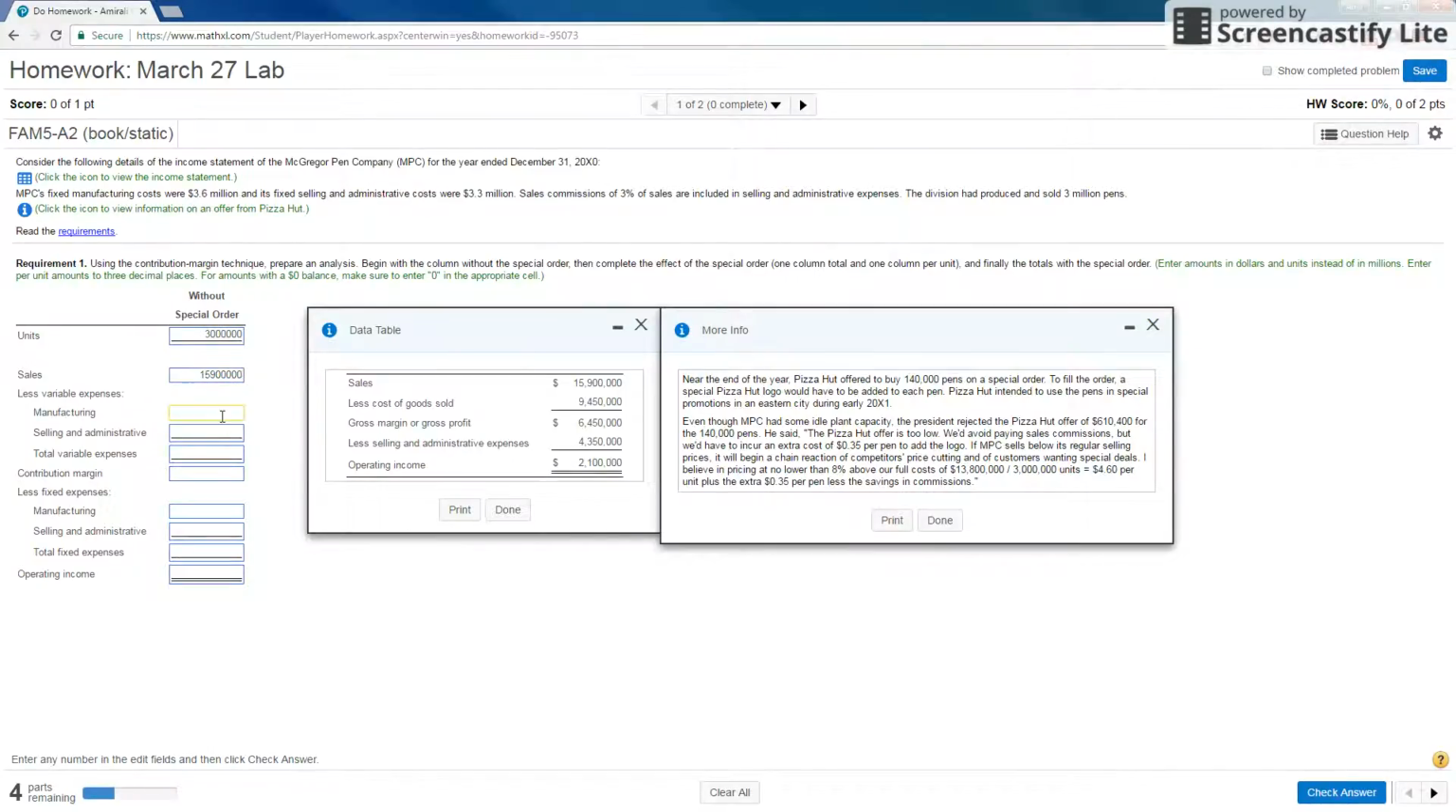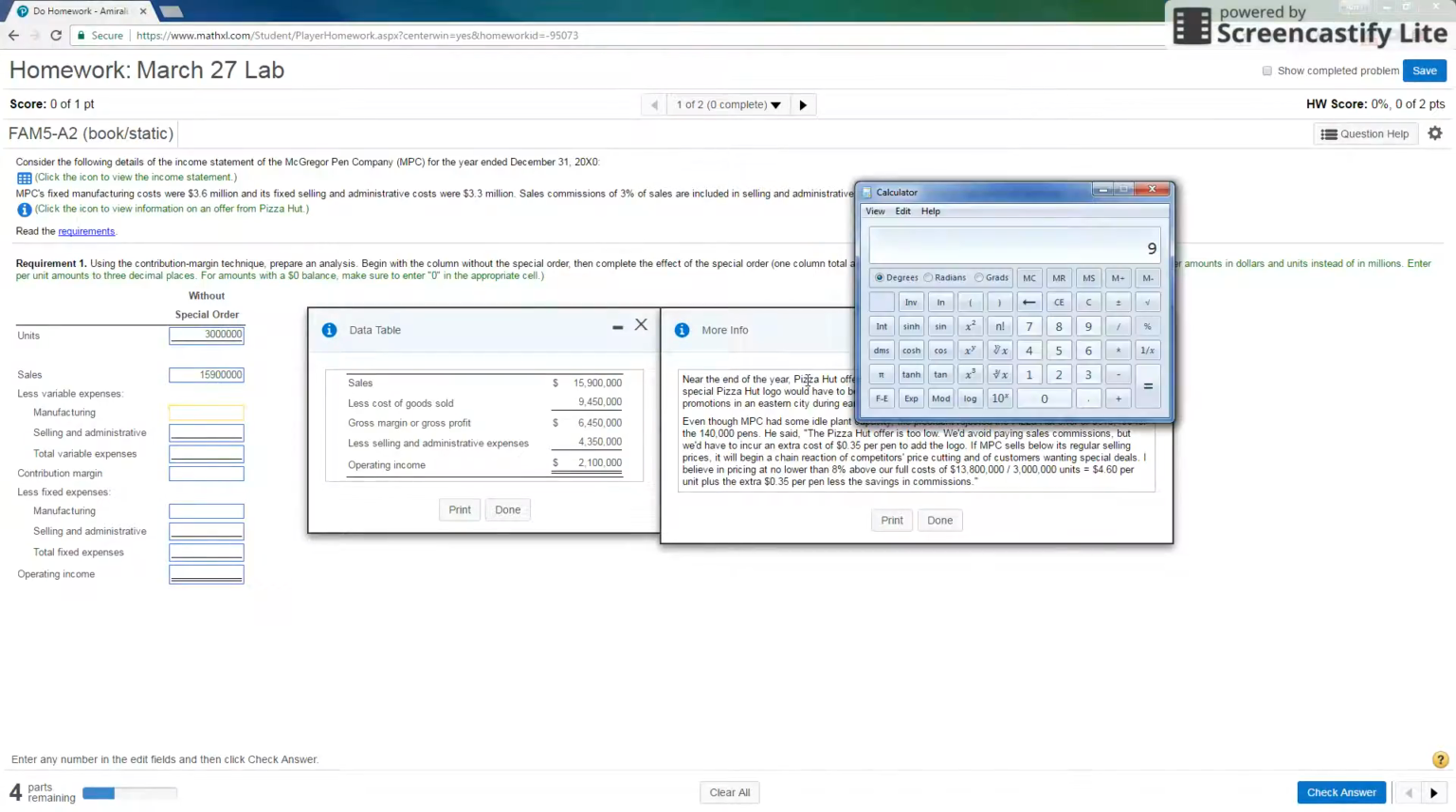And then we have to calculate the variable manufacturing cost. We know the fixed one. They gave us the fixed manufacturing cost, which is 3.6 million, and the fixed administrative cost, which is 3.3 million. The variable manufacturing cost is the cost of goods sold, which is 9,450,000, minus the fixed manufacturing cost of $3.6 million, which leaves us with $5,850,000.